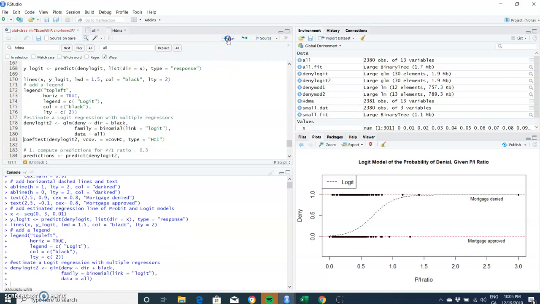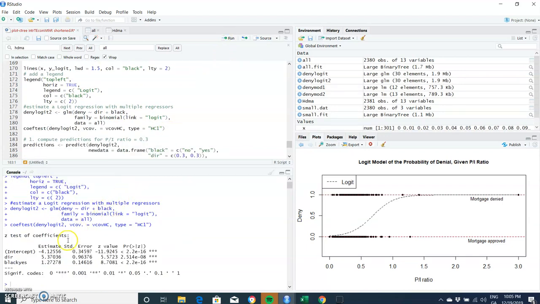We're interested to see, do we have positive values for DIR and black? Yes, we do, both indicating the higher that monthly debt payment to total income, the more likely it is that the mortgage will be denied. Also, if you're black, and it seems to be statistically significant, the more likely we are to be denied. So that seems to provide some strong evidence that race is a key factor.